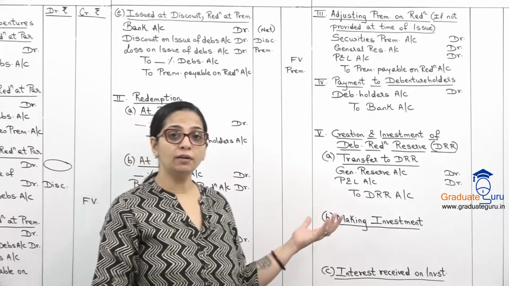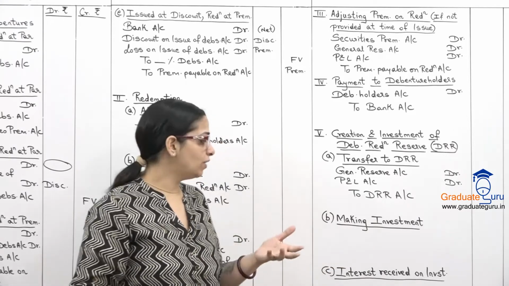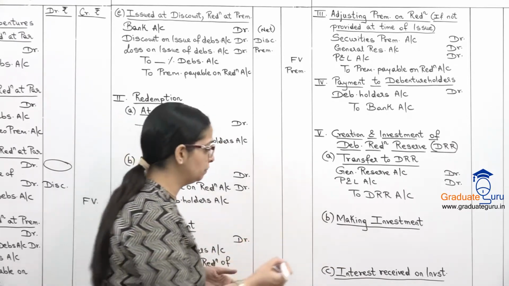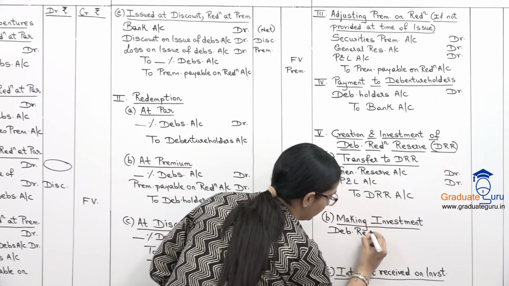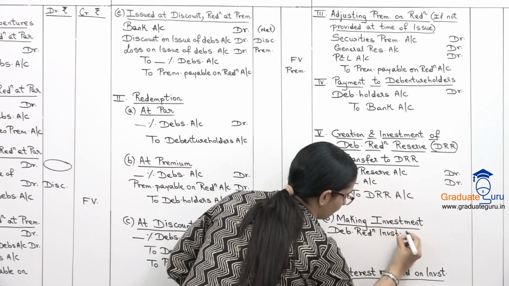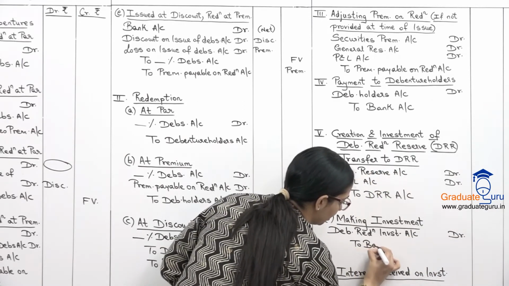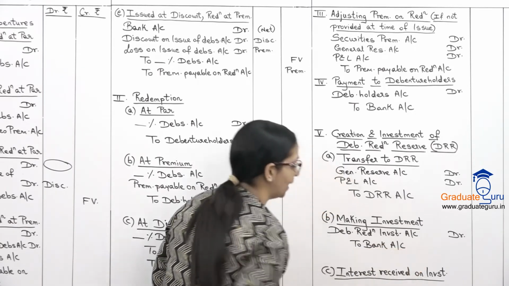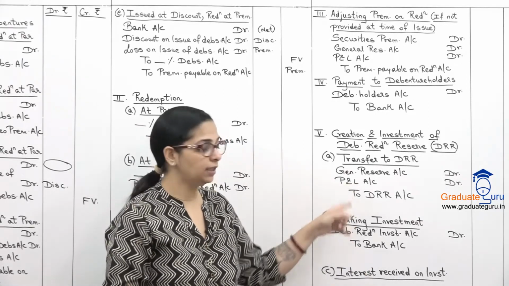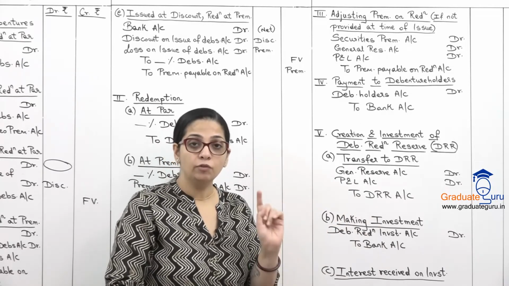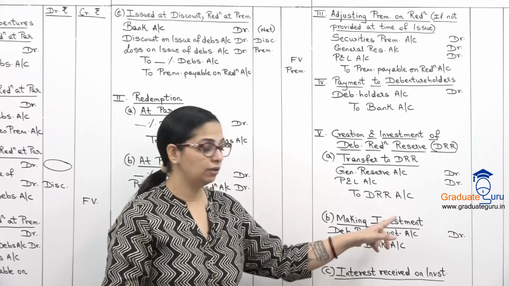Now, after you create the DRR, you have to make an investment against that DRR amount. So, making investment is you are investing in some kind of securities. So, debenture redemption investment account debit, you are creating an investment. And you are making a payment for that. Whenever you buy an investment, you make a payment. So, to bank account. This is creating your investment. That is buying an investment against the DRR. Why did we make that investment? For the purpose of debenture redemption. And that is why we call it debenture redemption investment account.